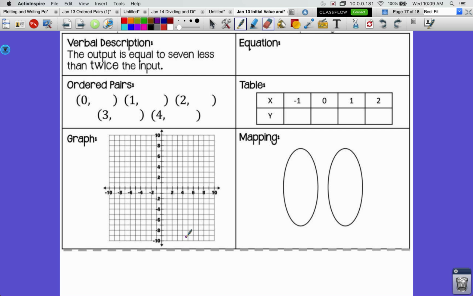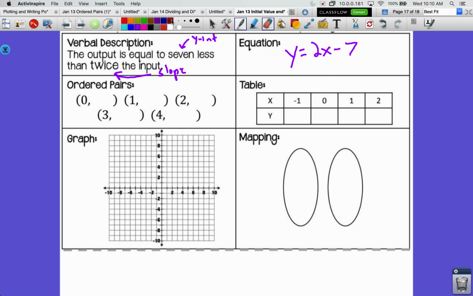All right, let's start with a verbal description, and then we'll get the equation, ordered pairs, graph, table, and we'll even talk about what a map looks like. All right, so the output is equal to 7 less than twice the input. So whatever we're multiplying by, that's going to be our slope. If we have anything that's constant, this is going to be our y-intercept. Put that together, we get the equation y equals 2x minus 7.